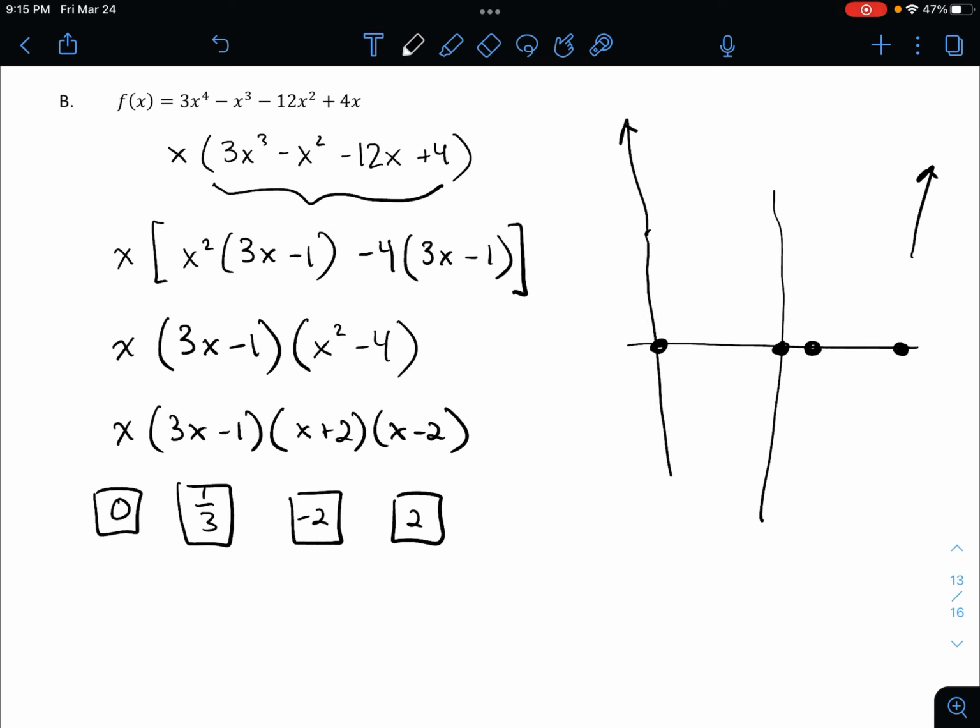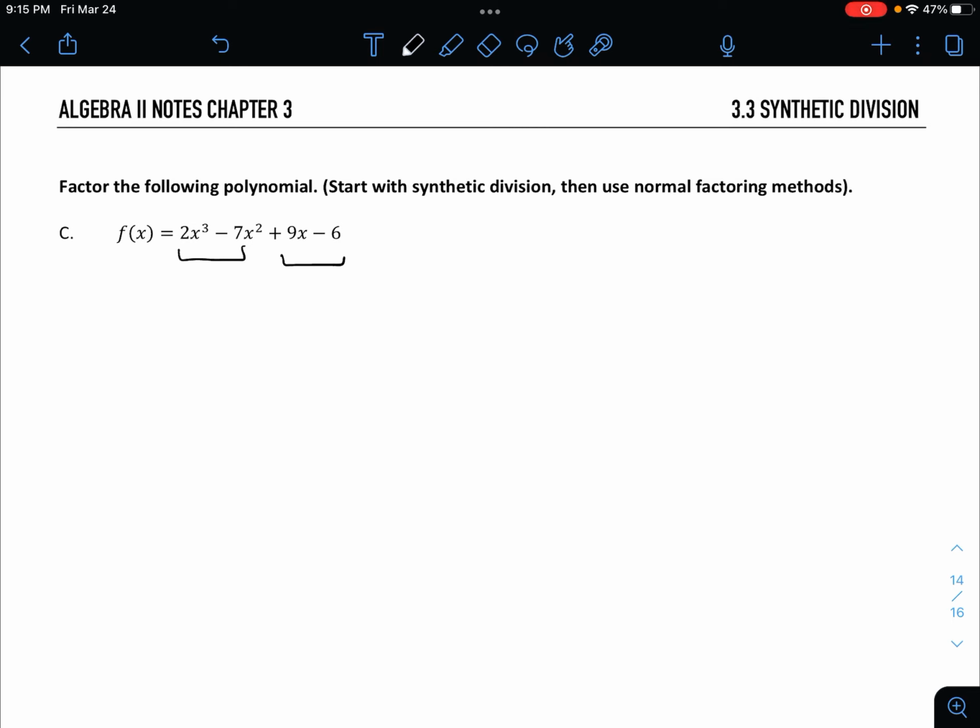All right, for letter C. When I look at letter C, this is definitely one that I can't do grouping, right? I don't have a 2 and a 7. There's no GCF between the 2 and the 7, and that's going to be different than a 9 and a 6. So definitely can't do a GCF. I can't do grouping. So we're going to have to rely on some synthetic division.